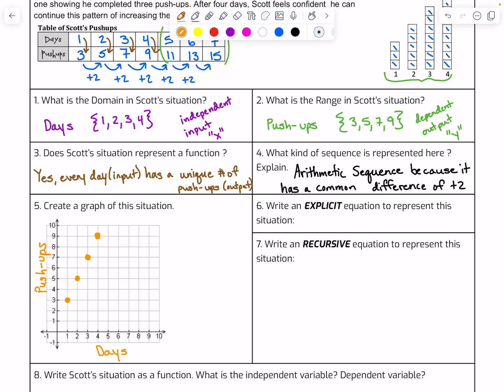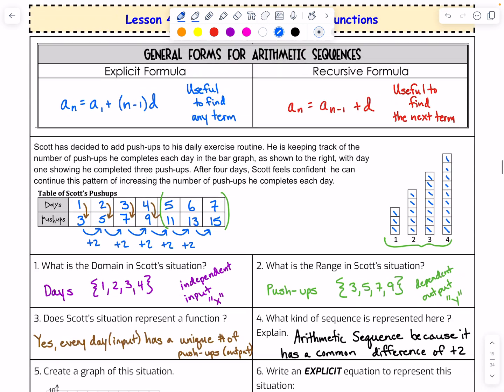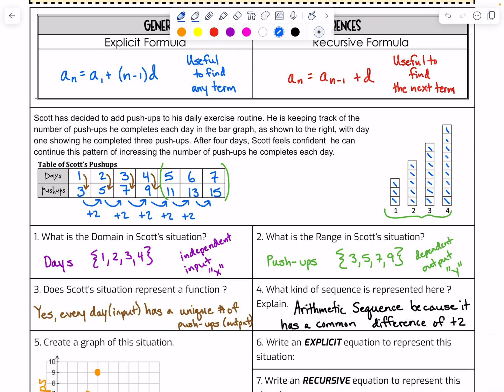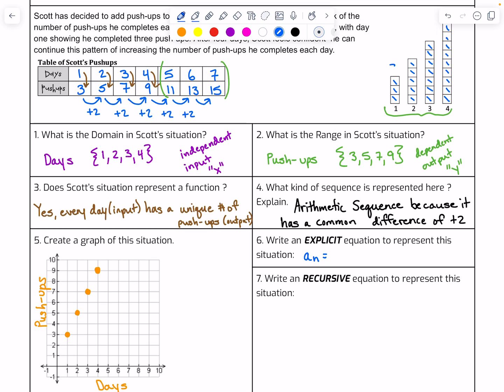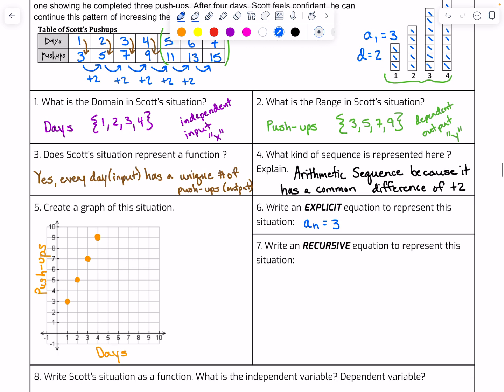It says, write an explicit equation to represent this situation. So the explicit form, remember we wrote those at the top, is the one that's useful to find any term in our sequence. So we would say a sub n equals the first term, and the first term would be 3 because he completed 3 push-ups on that first day. So let me write a sub 1 equals 3. We can also write that d was equal to 2 because that was our common difference. So a sub n equals 3 plus, and then we always put n minus 1 times the common difference, which was 2.